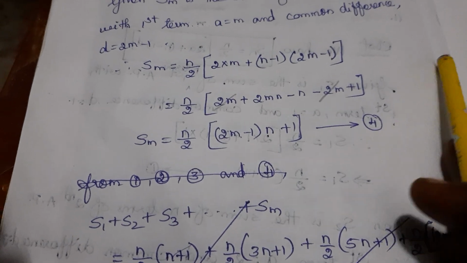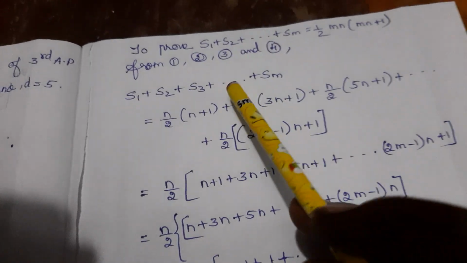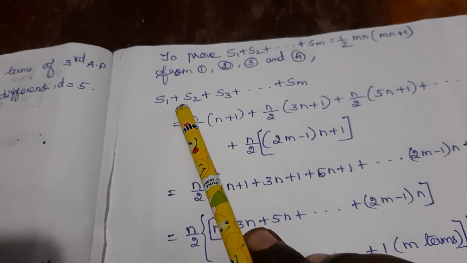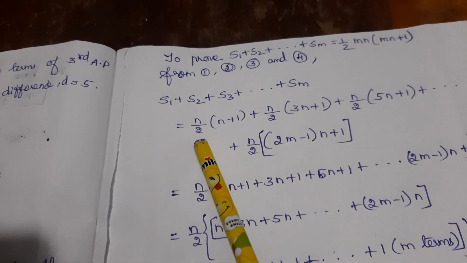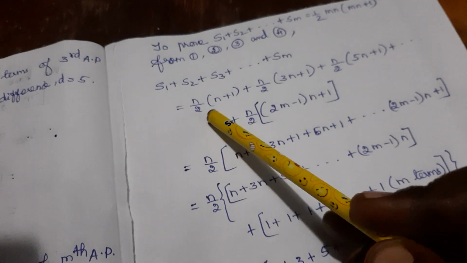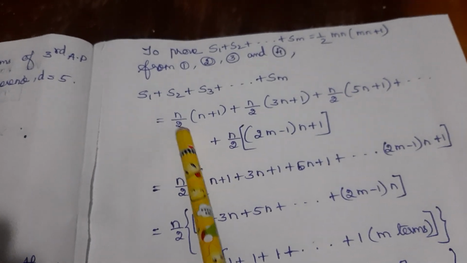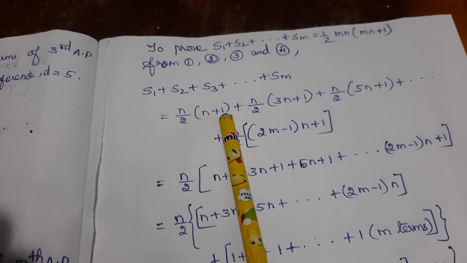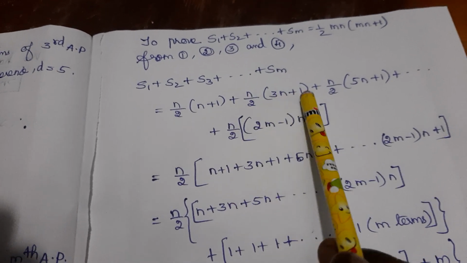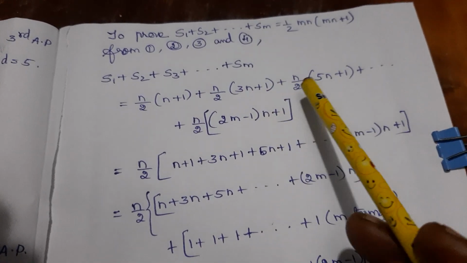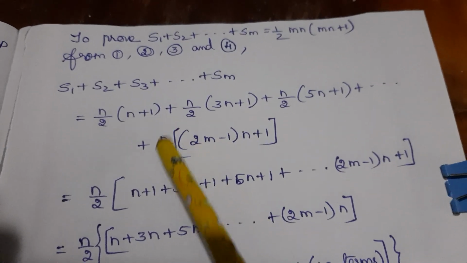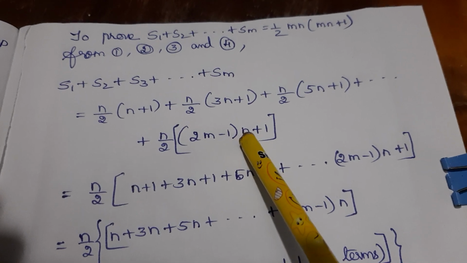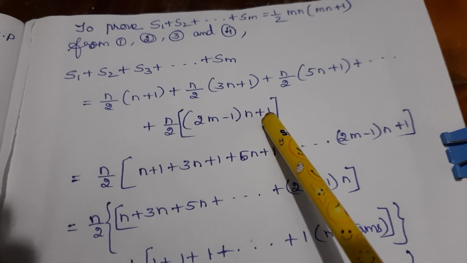Okay, now using the first, second, third and fourth, we can add the values S1 plus S2 plus S3 plus etc. plus Sm equal to the right hand side of each equation. You write it and add. So n by 2 into (n plus 1), it is the S1 value. n by 2 into (3n plus 1), it is the S2 value. n by 2 into (5n plus 1), it is the S3 value, etc. n by 2 into [(2m minus 1) into n plus 1], it is the mth value.